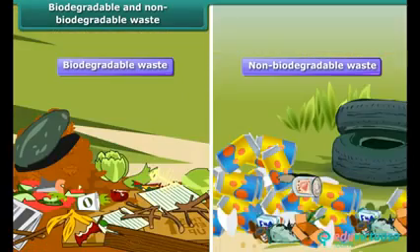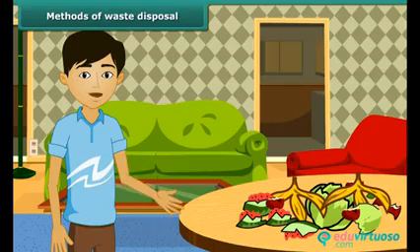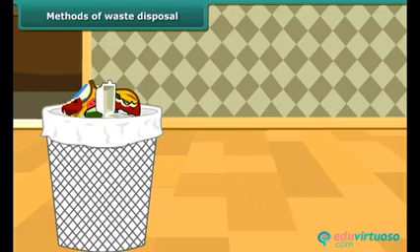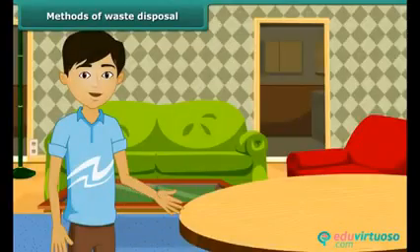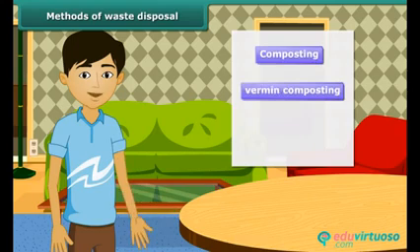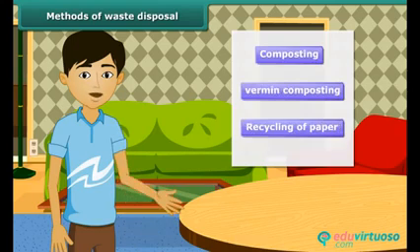Wastes are divided into two categories as biodegradable waste and non-biodegradable waste. Vegetable and fruit skin are biodegradable waste, whereas plastic, metals, and glass are non-biodegradable waste. When we peel off fruit and vegetable skin, it is necessary to dispose of it in the dustbin. Careless lying garbage attracts disease-causing insects. Let us look at various methods of waste disposal like composting, vermicomposting, and recycling of paper.